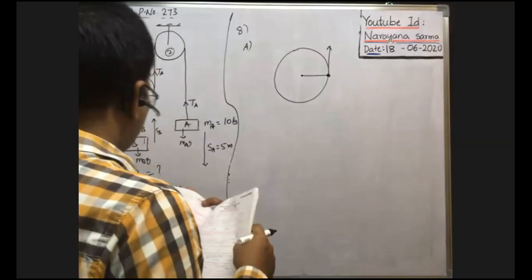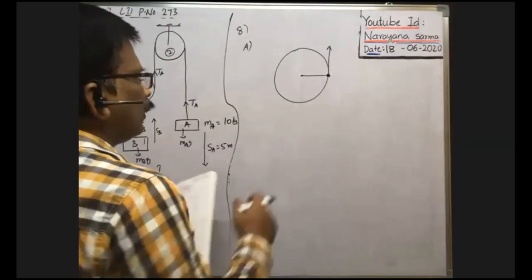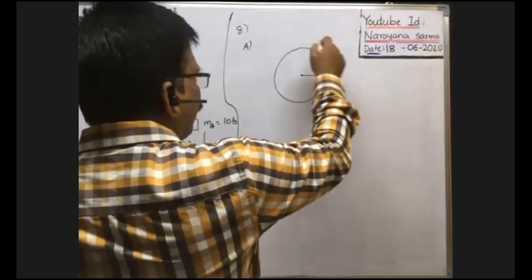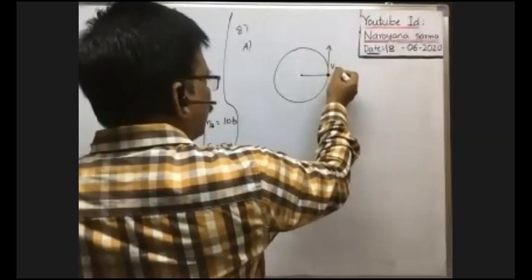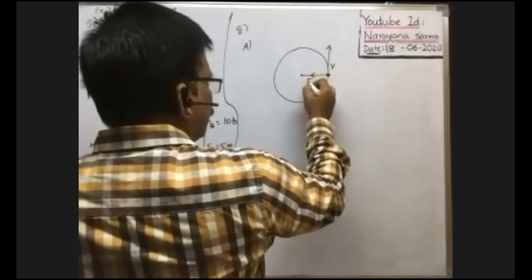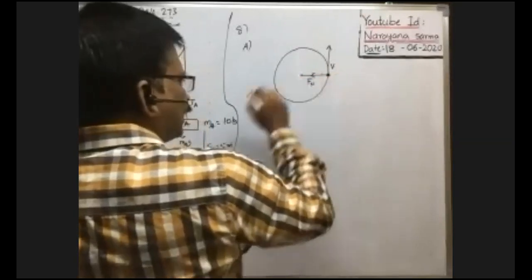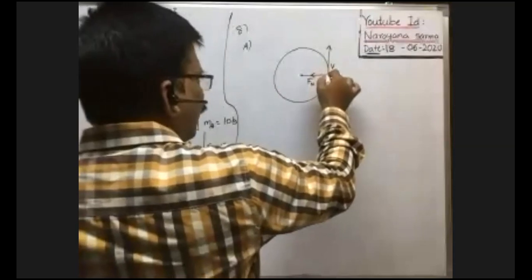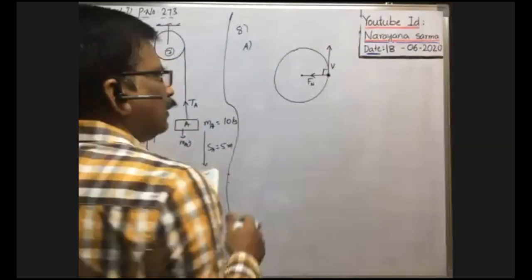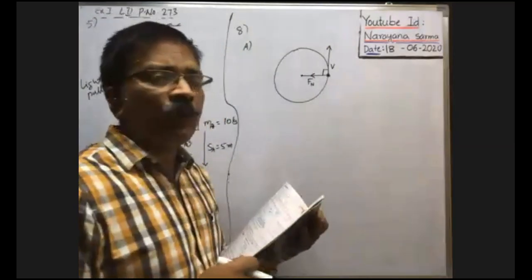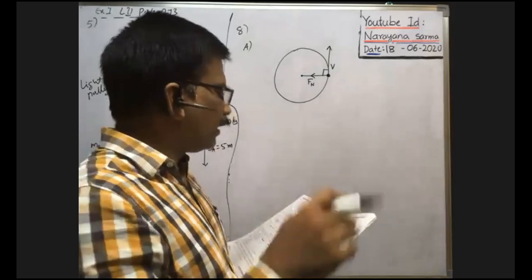So here you see, in a uniform circular motion, work done by net force is dash. A body travels along the circular path. Suppose the speed of the body is v, then centripetal force Fc or Fn acts on the body towards the center. But the velocity of the body is along the tangential direction, which is always perpendicular. The body travels with uniform speed along the circular path.